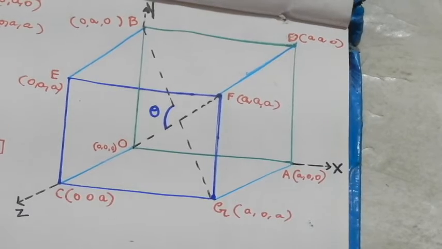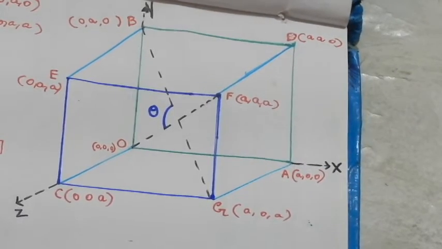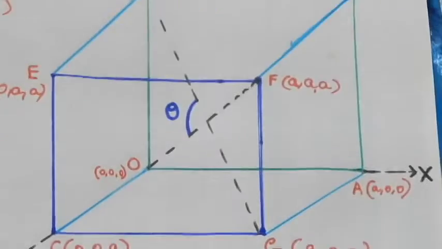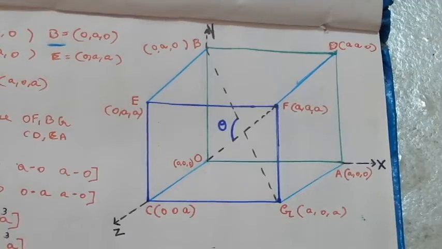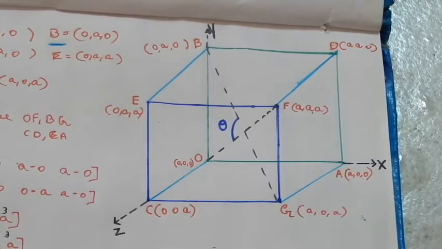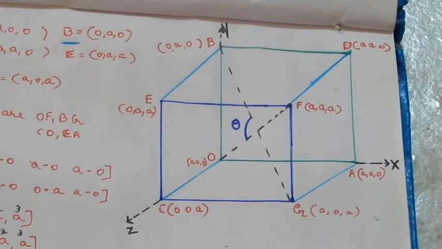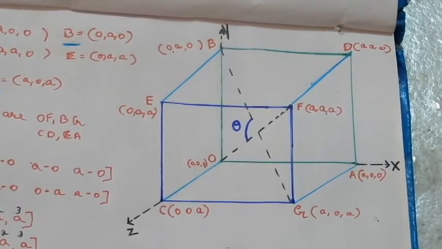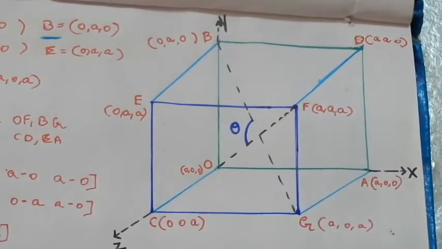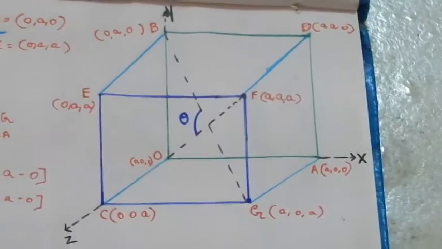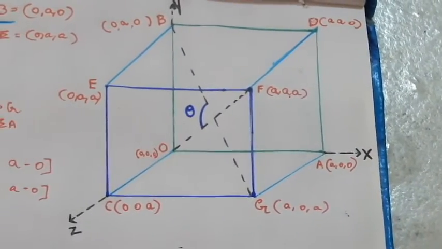We just need to mark the vertices. We need to notice that the cube is placed along three axes, that is x, y and z axis. The sides OA, OB and OC are along the x-axis, y-axis and z-axis. We assume each side of the cube as a units.